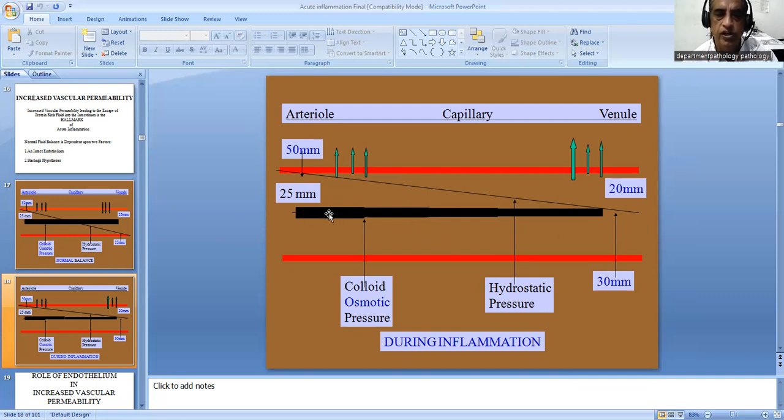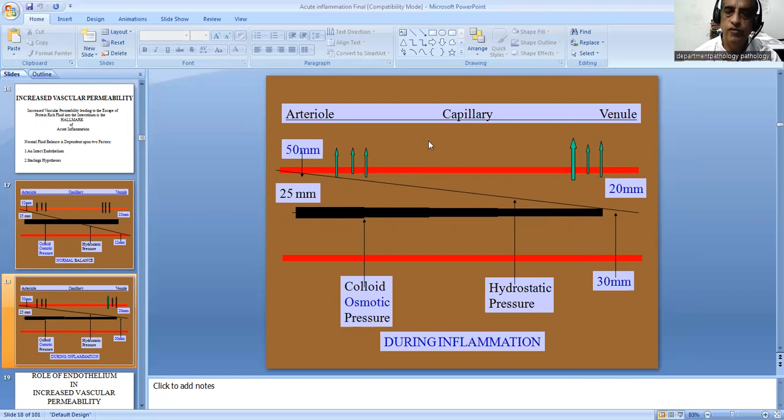But here there is increased vascular permeability. So the proteins have also passed out a bit. So the colloid osmotic pressure has come down to 20 mm. So finally what we have here is 10 mm of positive hydrostatic pressure. Again, the fluid will move out.